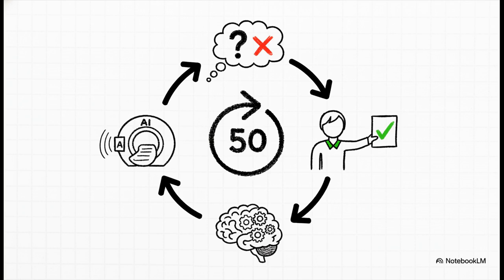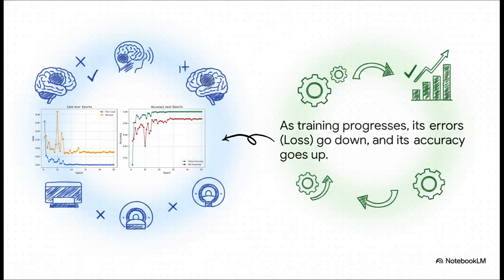Now imagine doing that thousands of times, over and over, for 50 full cycles. We call those epochs. It's like 50 semesters of intense study. And you can actually see that learning process happening right here on this chart. It's pretty cool. On the left, you've got loss, which is just a fancy word for its error rate. See that blue line? It's just plummeting down towards 0.